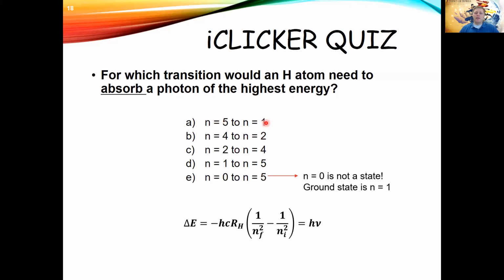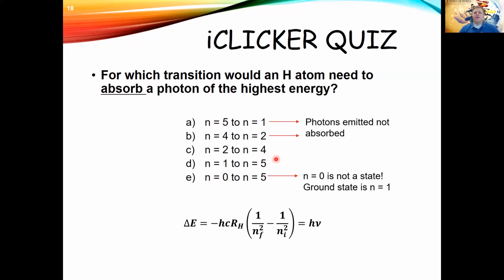N equals 5 to n equals 1, n equals 4 to n equals 2. All right, I know it's not either of those. Why? Because the question is saying absorbing a photon. These are going from a high energy level to a low. Their change in energy would be negative. And so they're not absorbing energy, they're emitting photons. So now it has to be one of these two.